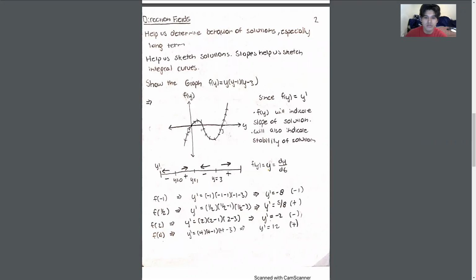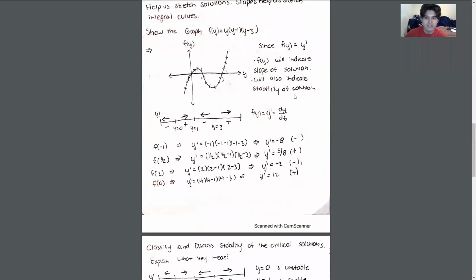So our solutions here, the slope of the solutions are going to be given depending on whether it's above the y-axis or below the y-axis. And this helps us indicate the stability of solutions. So let's look at this chart right over here. As you can see, I drew arrows pointing backwards if there is a negative slope, and arrows pointing towards if there is a positive slope.